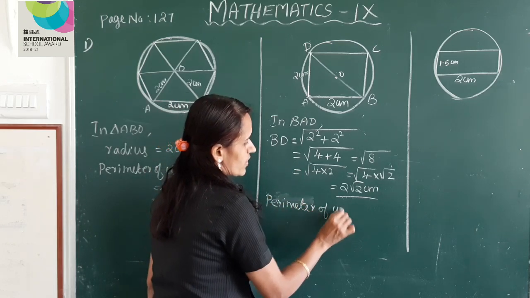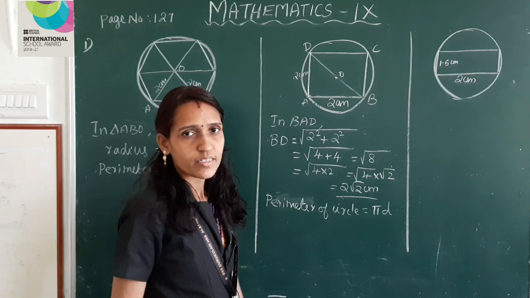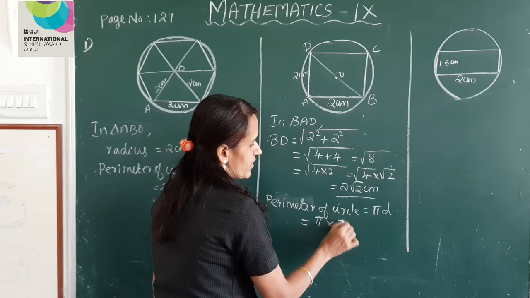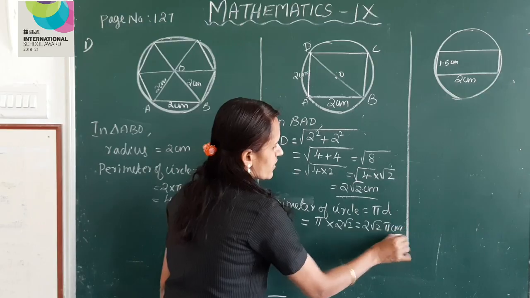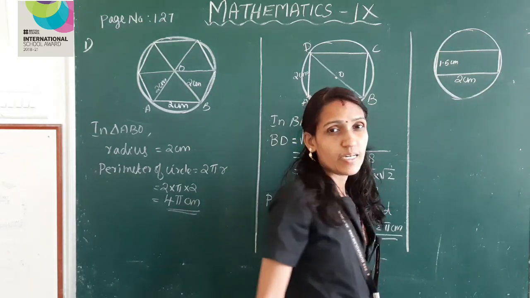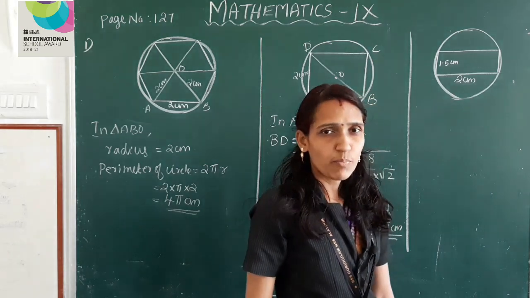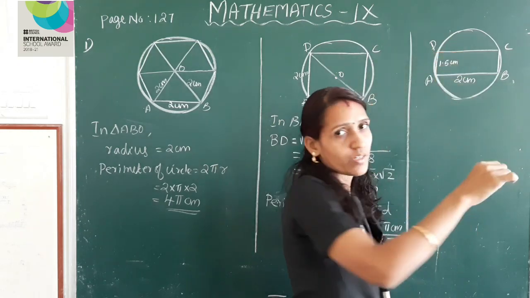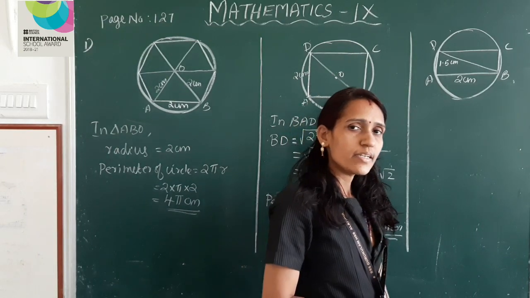Next, perimeter of the circle. Perimeter of circle is equal to pi into diameter d. This is equal to pi into here diameter is 2 root 2. This is equal to 2 root 2 pi centimeter. Clear? Third one is a rectangle. Here length is 2 centimeter, breadth is 1.5 centimeter. Mark it as A, B, C, D. Join BD, divided rectangle into two right triangles.